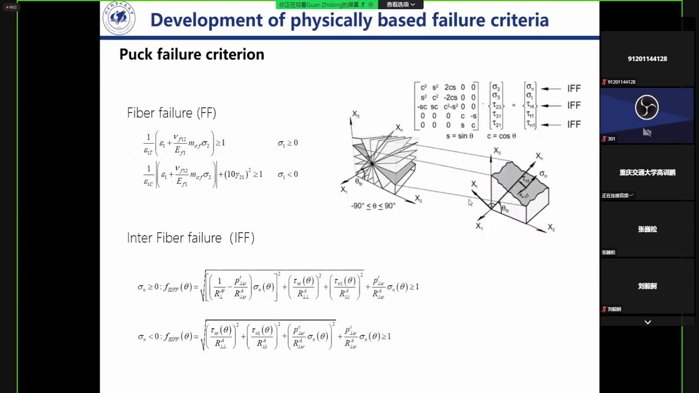Puck failure criteria is divided into two parts: fiber failure and interfiber failure. The maximum strain criterion considering Poisson effect is adopted for the fiber failure. The interfiber failure is determined according to the stress state acting on different planes. In the application of interfiber failure criteria, it is necessary to calculate the stress state on different planes according to the stress transformation, and then bring them into the failure criteria for calculation. When the stress state on a plane meets the failure criterion, the composite will fail on this plane.